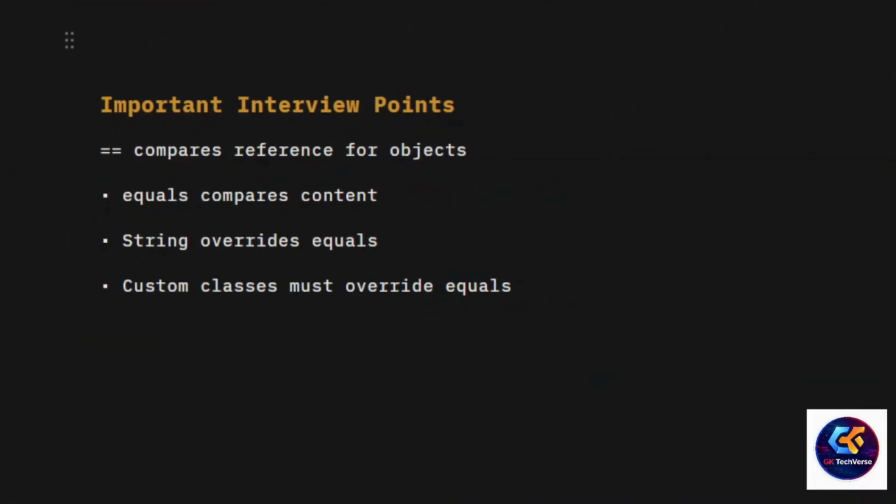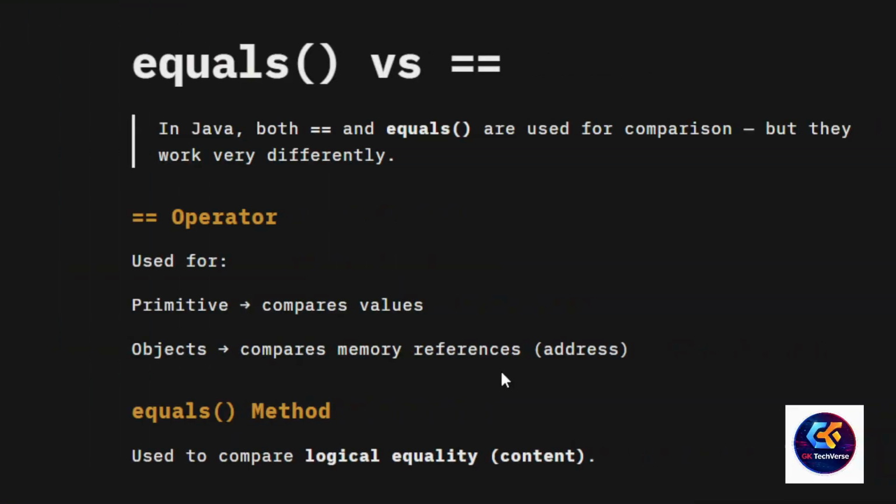Important interview points you need to remember. The double equal operator compares references for objects. The equals method compares content. String overrides equals, and custom classes must override equals. In enterprise payment systems, transaction objects are compared using equals. If equals is not overridden correctly, duplicate transactions may happen and reconciliation fails.